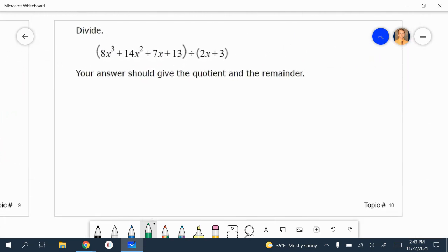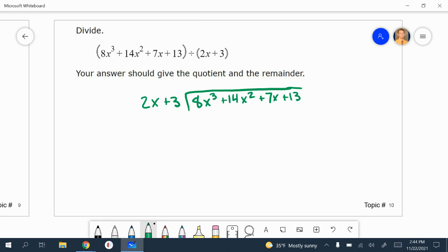Okay, topic number 10. If you did not watch topic number 9, watch that one first. But basically, this is the same thing. So I'm going to set it up with 8x to the third plus 14x squared plus 7x plus 13. Okay, and we'll have 2x plus 3 outside of those parentheses, or outside of the division symbol.